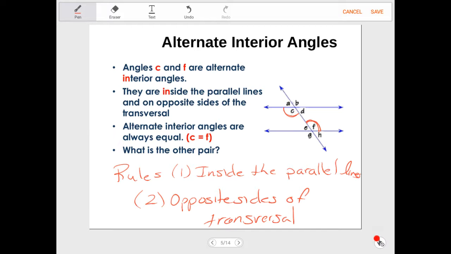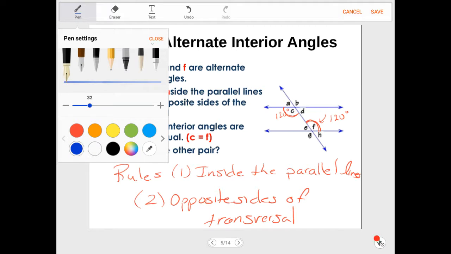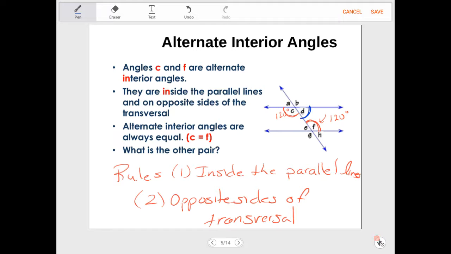So that means if angle C, let's just pretend, was 120 degrees, you know right away that angle F is also 120 degrees. Now there is another pair that satisfies this condition. So we're looking for another pair of angles that are both inside of the parallel lines and on opposite sides of the transversal. I know everyone knows which one it is, but I'll change color, and that would be D and E. So angle D and angle E are also alternate interior angles.